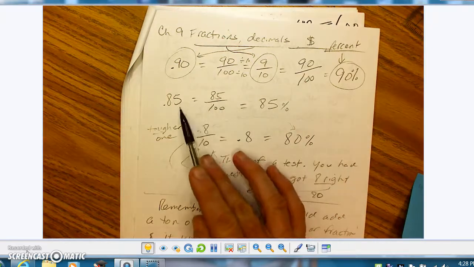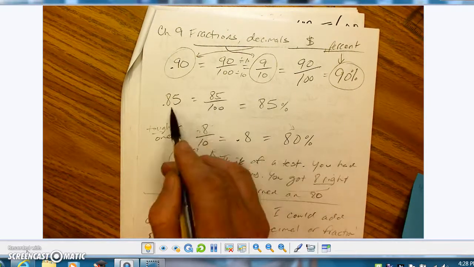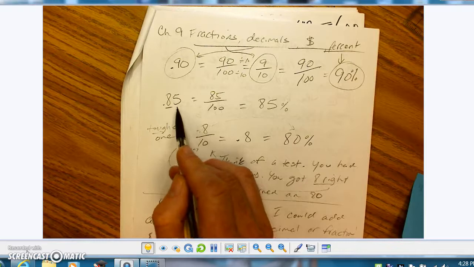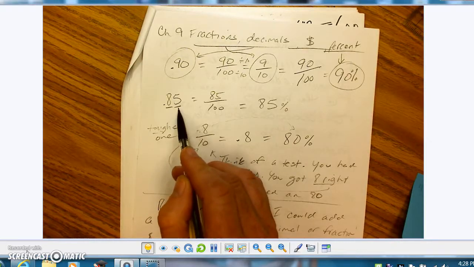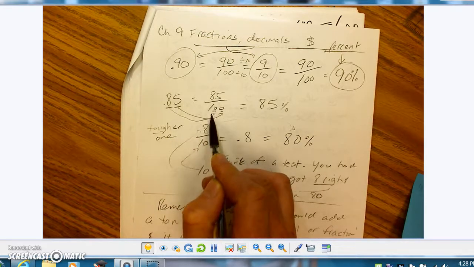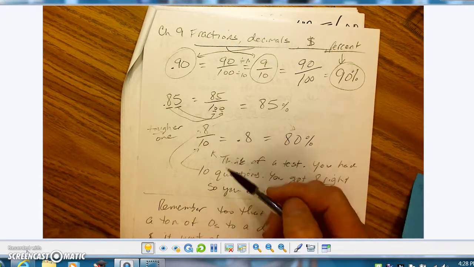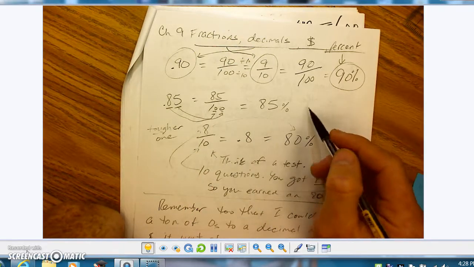Look, all right, 0.85 is the same as saying 85 over. Now this 85, here's a little trick. Look how many places there are. There's 1, 2. So you got 2 here. You're going to put 1, 2 zeros right there. There's one for one of them, there's one for the other. So that says 85 over 100, or 85%.